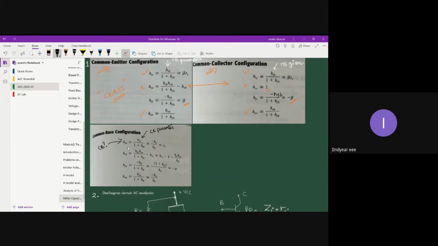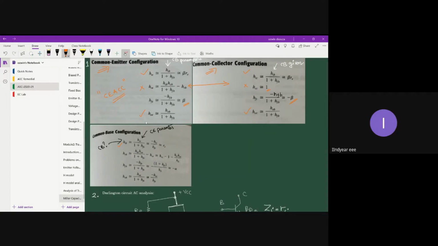So HIB is, again, if you look at this particular equation, okay, HIB. So you have been given the CE parameters, right? So HIB is equal to the same equation if you see, HIE divided by 1 plus HFE. Okay, so I'm not explaining anything over here. I'm just trying to help you to figure out the similarities. Okay, it takes some time to memorize these equations.